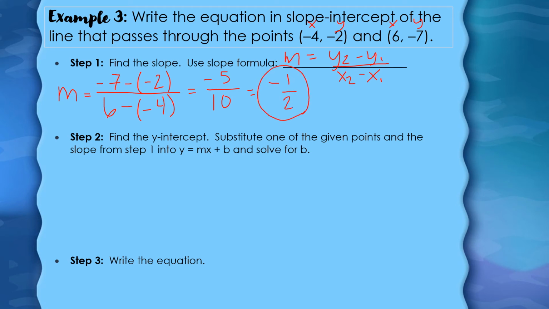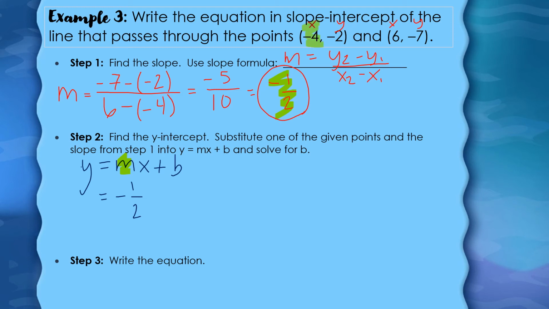So now to find the y-intercept, what I'm going to do is use the equation y equals mx plus b, and I'm going to substitute what I know. So I know that my slope, that m is -1/2, so I can go ahead and say equals -1/2. And then I know an x-coordinate and I know a y-coordinate. So I can use either of the ones that are given to me in my equation. So let's say I use the first one.